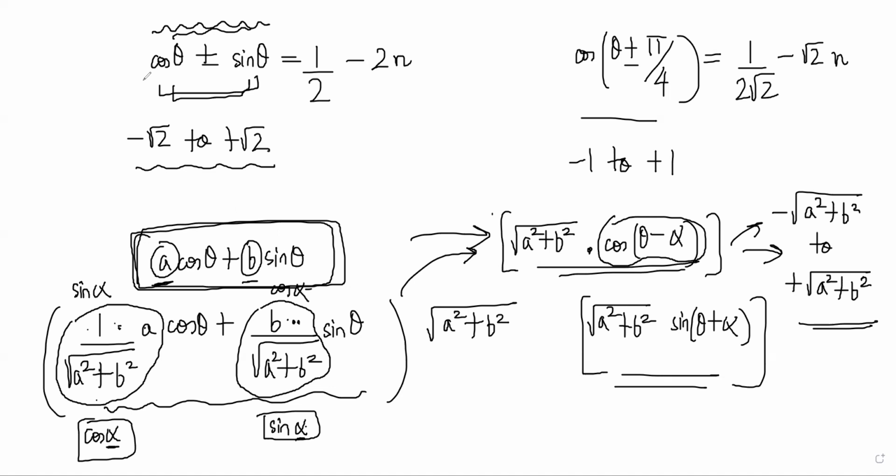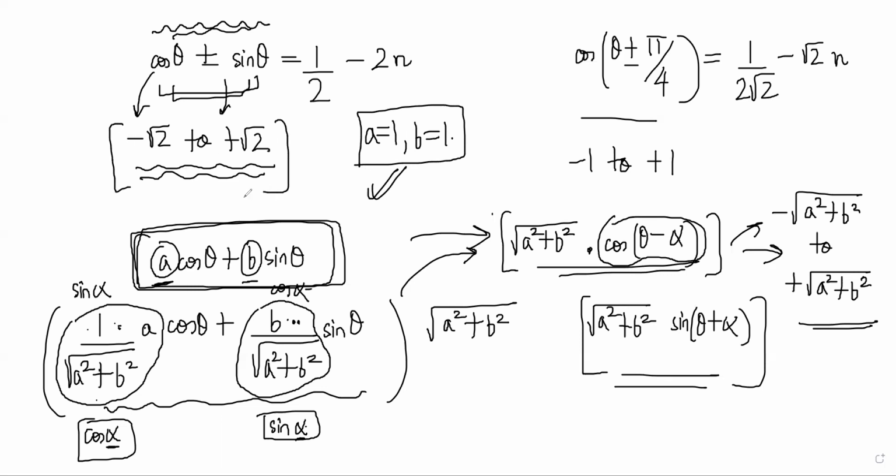How am I getting the maximum and minimum value of this as minus root 2 and plus root 2? We have proved now that the maximum value of any form like a cos theta plus b sin theta is plus or minus root under a square plus b square. And here a is equal to 1 and b is also 1. So yes, but if you didn't know this, then you would not be able to do this, and it would be difficult to figure out what the n will be.